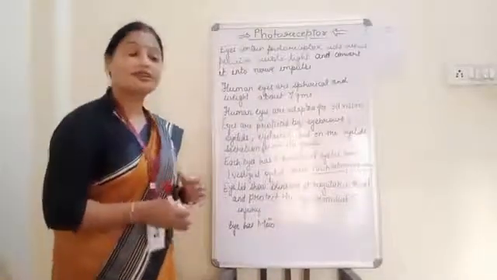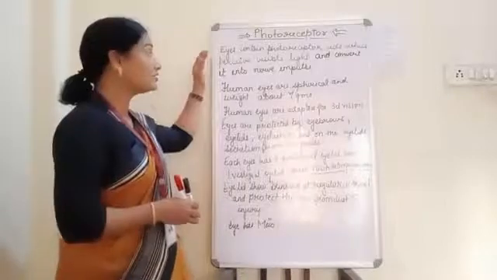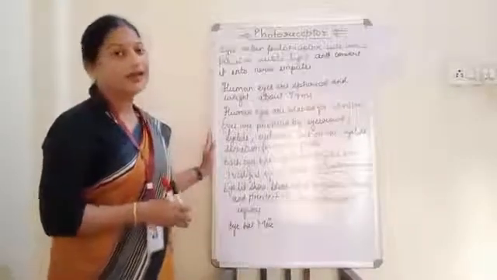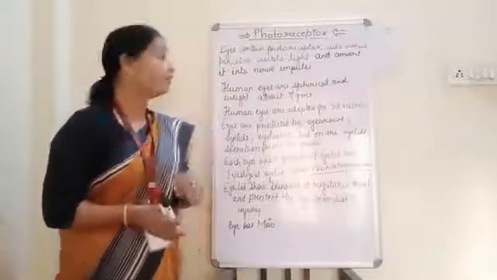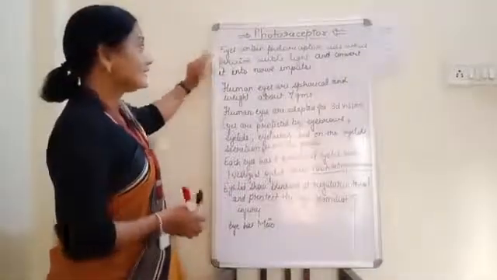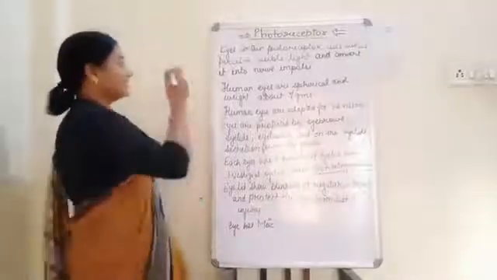Okay, now children, I have written some important facts about the eye. First we will see this, and then we will begin with the structure of the eye. Okay, eyes contain photoreceptor cells.